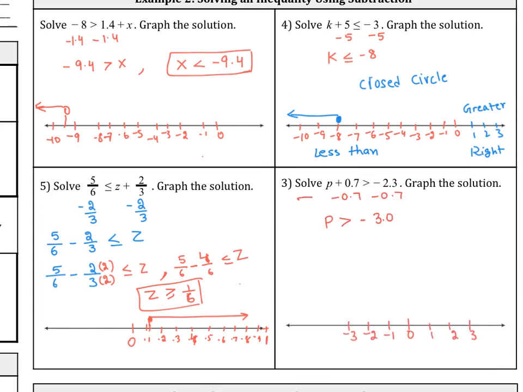For number 3, solve p plus 0.7 greater than negative 2.3. So in this case, you're going to solve for p, and you're going to remove the 0.7 from this side. So subtract 0.7 on both sides, you get p greater than negative 3.0. So when you make a graph, you're going to get at least up to 3. For p greater than negative 3, you're going to use an open circle and you're going to go to the greater side.